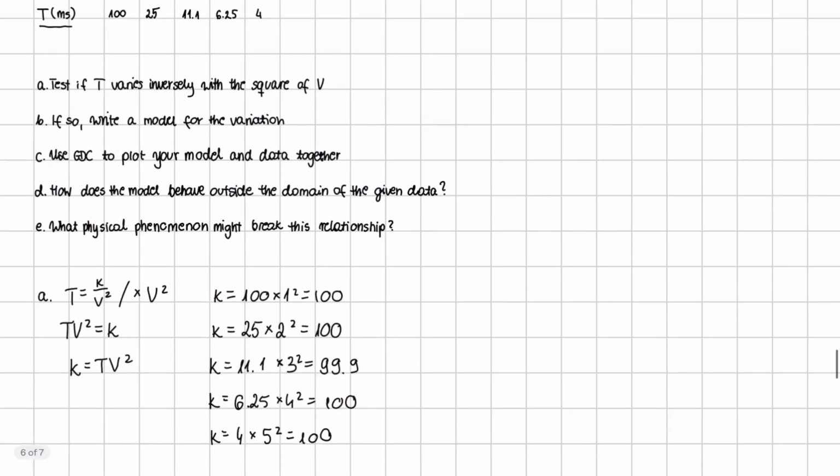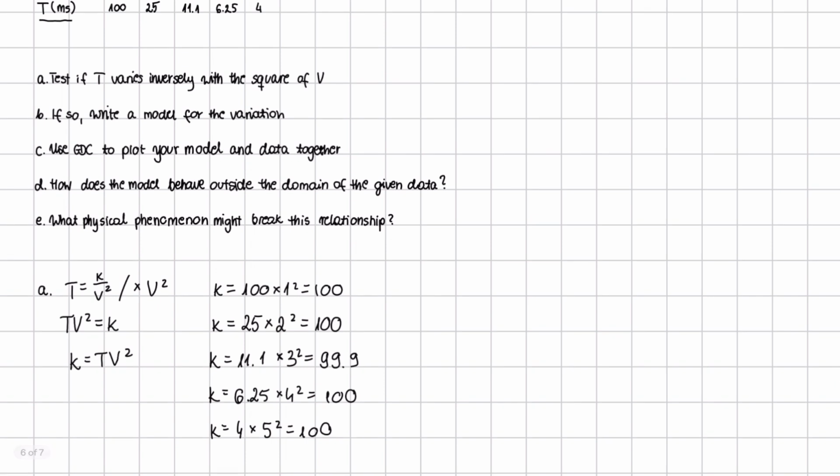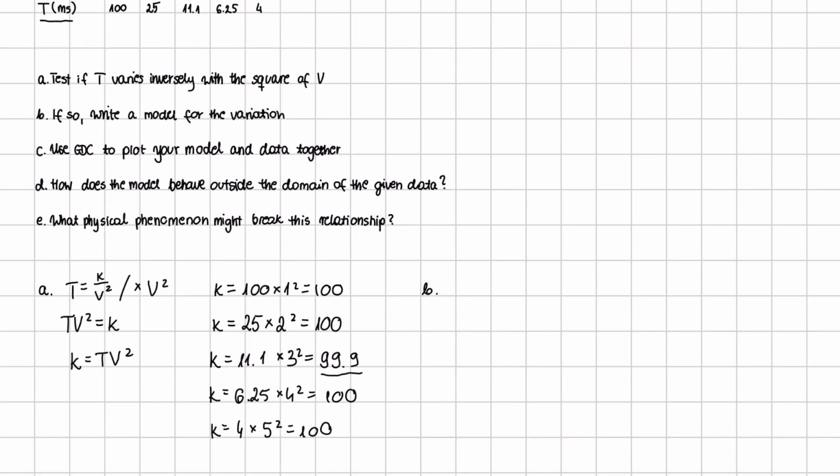So here we have all the values substituted into our equation, and we can observe that our constant is almost the same in every case. Here we have 99.9, however we know that this value is very close to 100, so it varies. Our time varies inversely with the square of V. B, if so, write a model for the variation. So we have t equals our constant, so 100 over V squared.